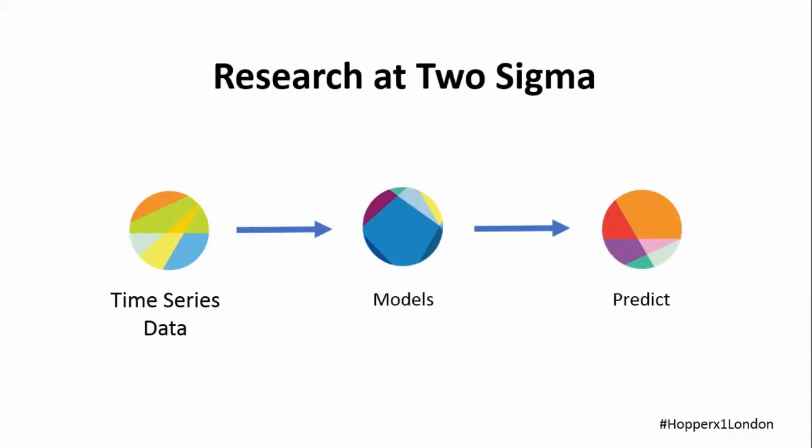To give context to my talk, I'll begin with a high-level overview of what research at 2 Sigma looks like. We usually start with lots of time series data, or data ordered chronologically by time, and we research this data to find trends or insights to build models that can predict future market movements. Once we have a model that we've tested and know to be true with some degree of confidence, we'll use the model's predictions to make investment decisions.